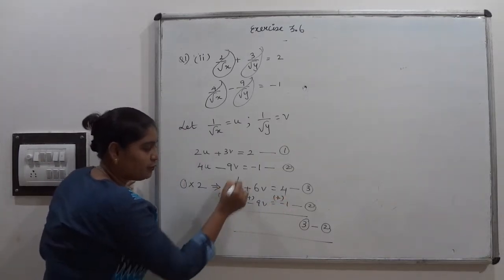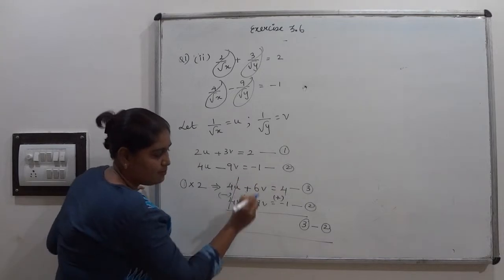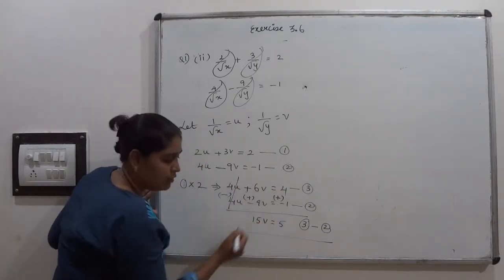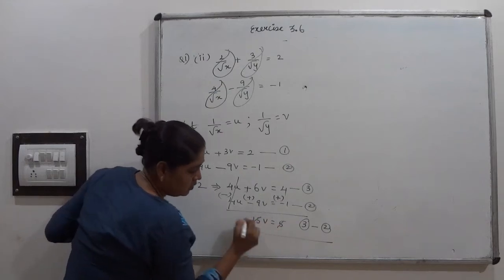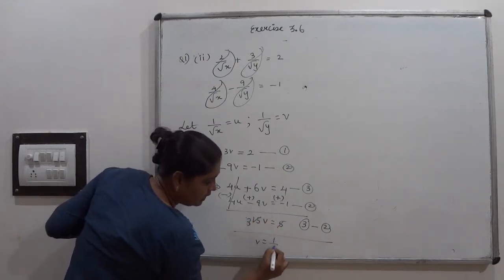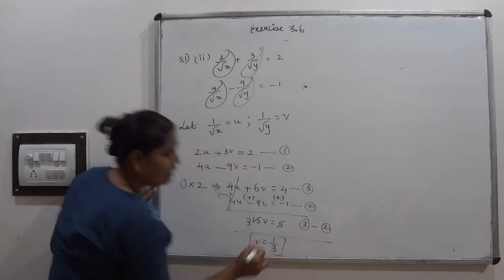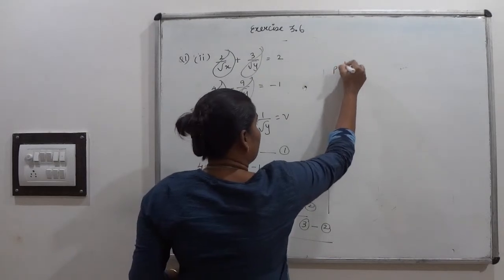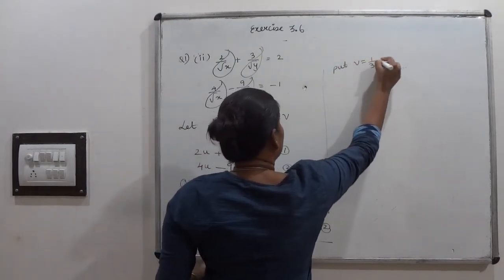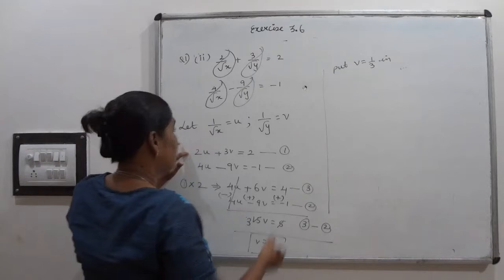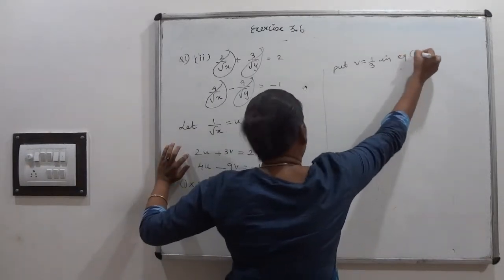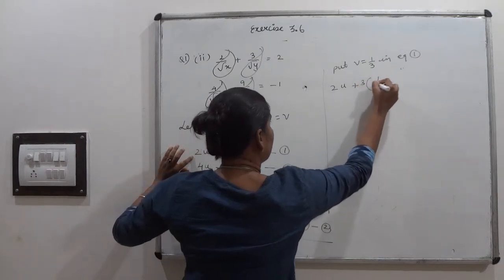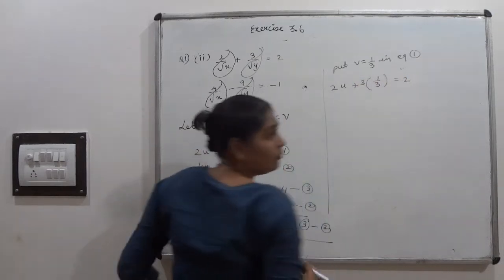4u minus 4u is cancelled. 6 plus 9, that is 15v which is equal to 5. Then v is equal to what? 1 by 3. Put that v value in any one equation. Put v equal to 1 by 3 in equation number 1. I am keeping 2u plus 3 into 1 by 3 which is equal to 2.